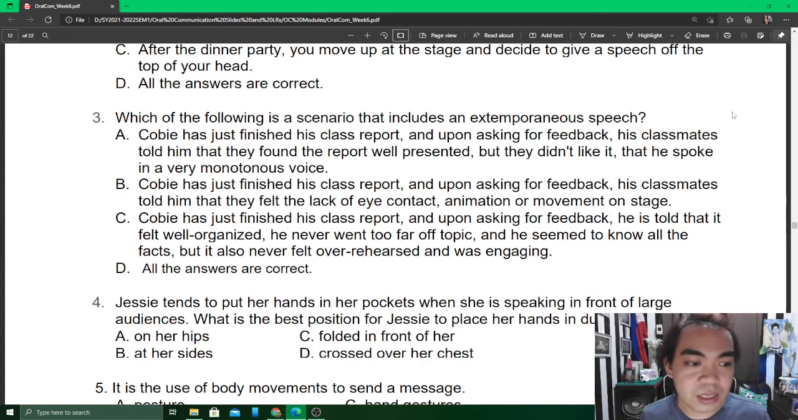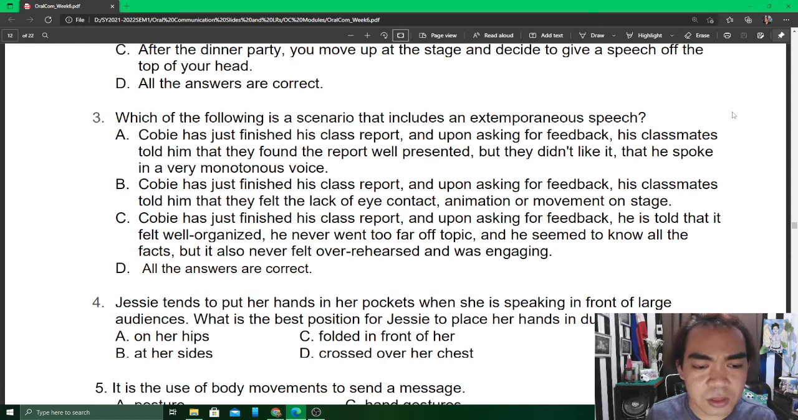So, which of these three is a scenario that includes extemporaneous speech? Kapag extemporaneous, again, may gamay nga time for preparation. So, we could consider the answer based on our understanding of what extemporaneous speech is.